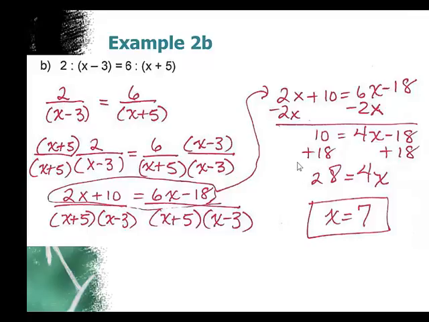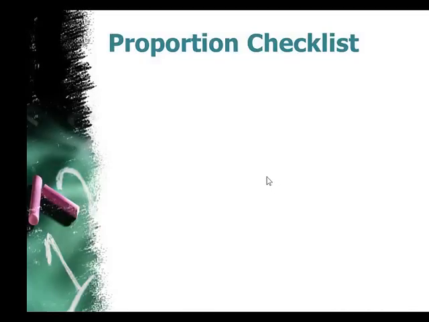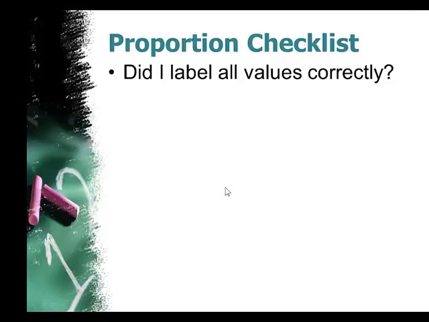Now, how do you know if you are doing your proportions properly? So here's a little checklist. Did you label all of the values correctly? So you know miles are with miles, hours are with hours. Do the labels match? So do the miles match with miles either horizontally or vertically? You can decide which way you want to go. Is the given couple either matching vertically or horizontally?